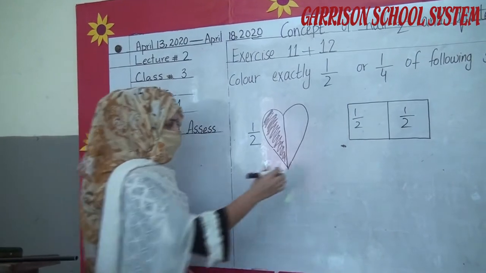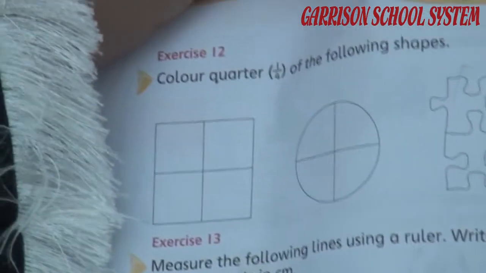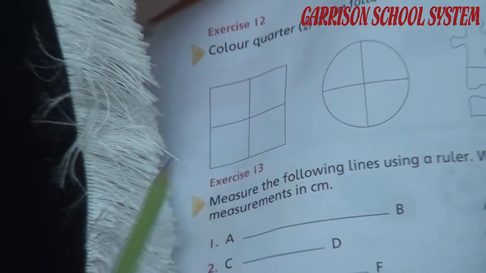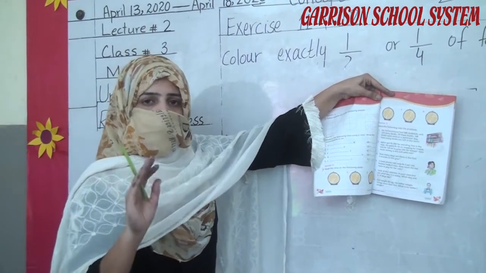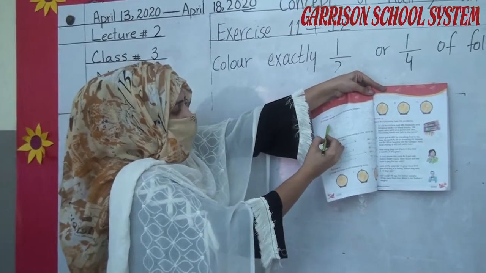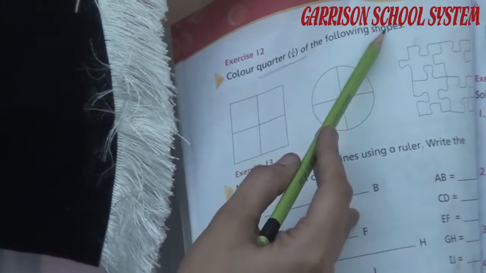Now look at the next shape. Now look at exercise number 12. Color quarter 1/4 of the following shapes. Here are shapes. You can see the shapes and they have been divided into equal four parts. What is 1/4? When we divide any whole into equal four parts, each part is called 1/4. And here is a shape and it has already been divided into equal four parts. So you have to color a quarter of the following shapes.